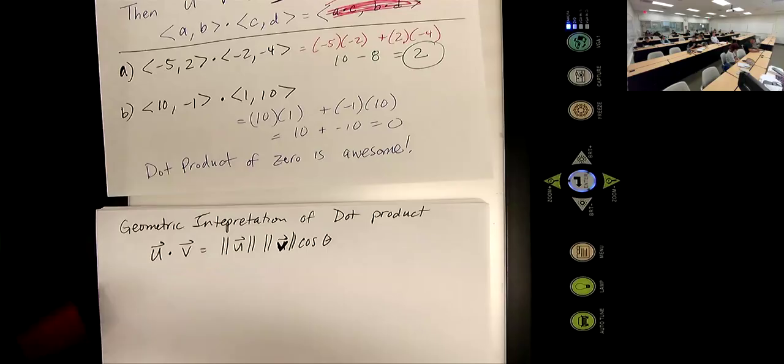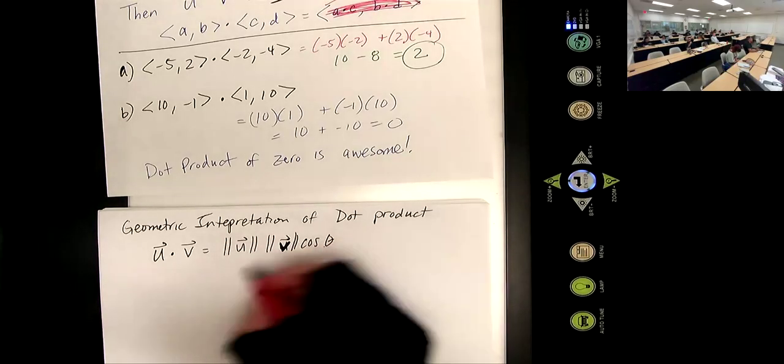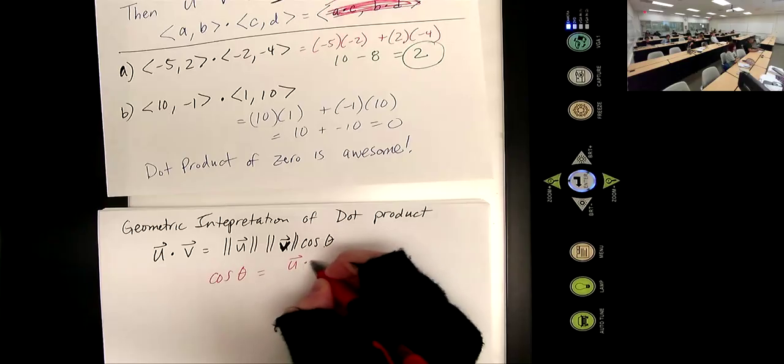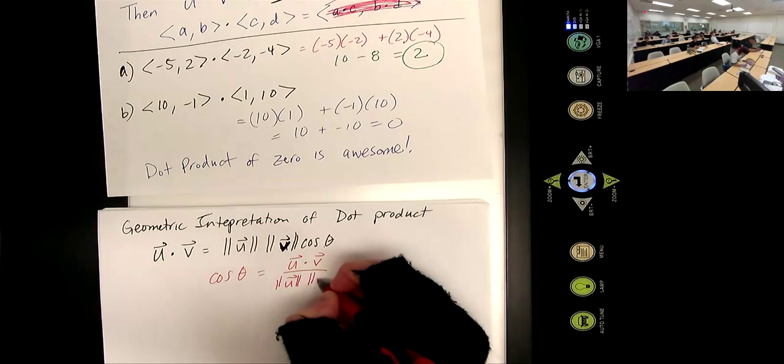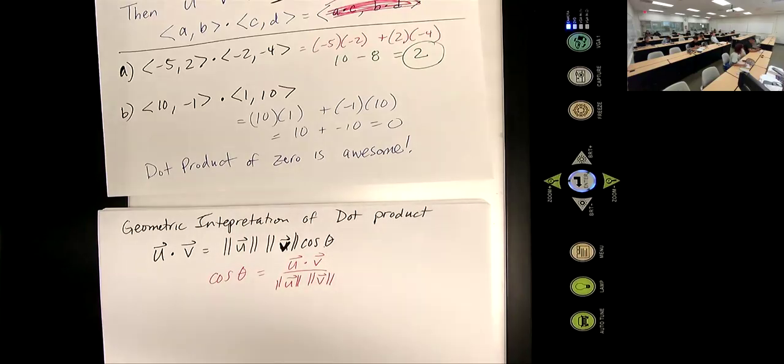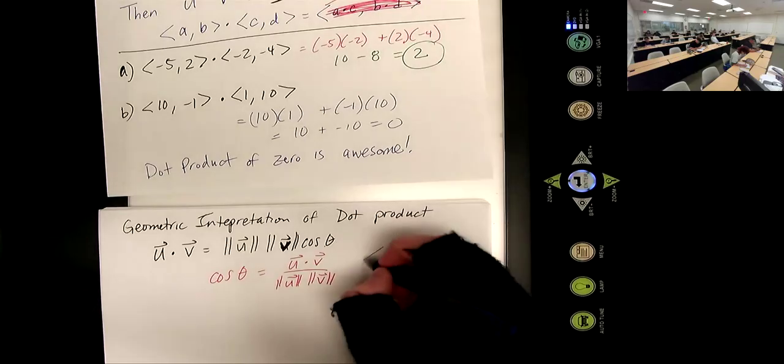This one shows the dot product alone. The fraction that Victor's talking about is if I solve for cosine theta. Cosine theta is U dot V over the magnitude of U times the magnitude of V. This is just as handy a form, if not handier. This form might be used even more.